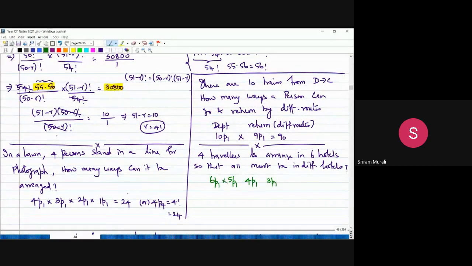So all have taken their chances simultaneously. That is why by the counting principle we multiply. Or I simply say this is 6P4. இது வந்து hotels. இது வந்து persons. என்ன புரிஞ்சுதா? Yes, sir.